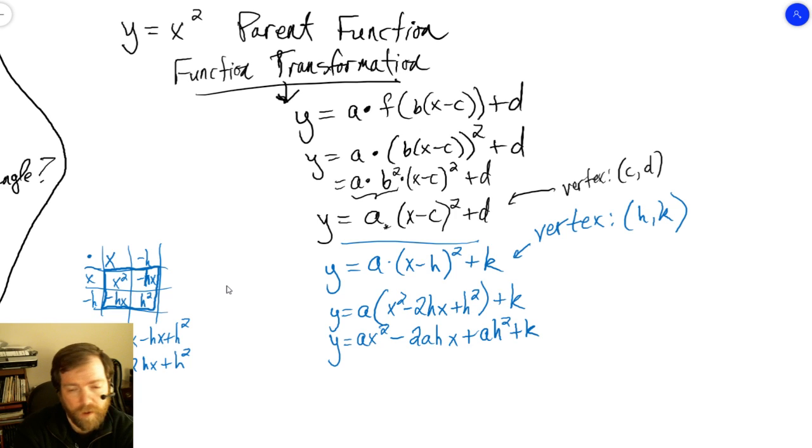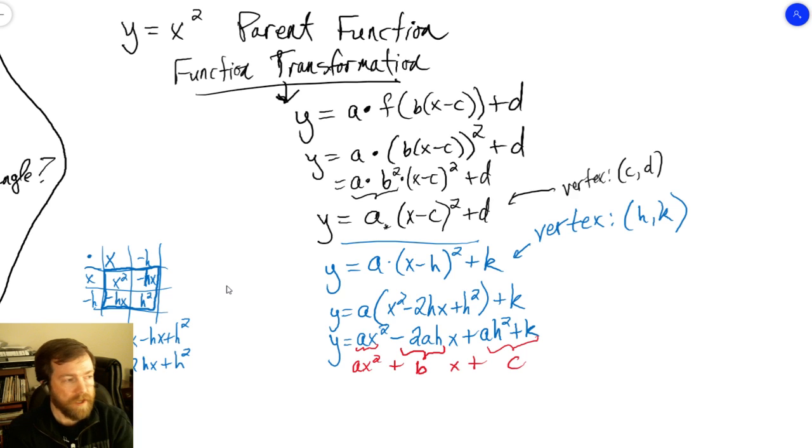Wait for it. So now what we have is ax squared plus bx plus c. The ax squared is the same as the ax squared, right? Didn't change at all. This other thing, negative 2ah has to be the same as b, because these are terms that both have an x in them.